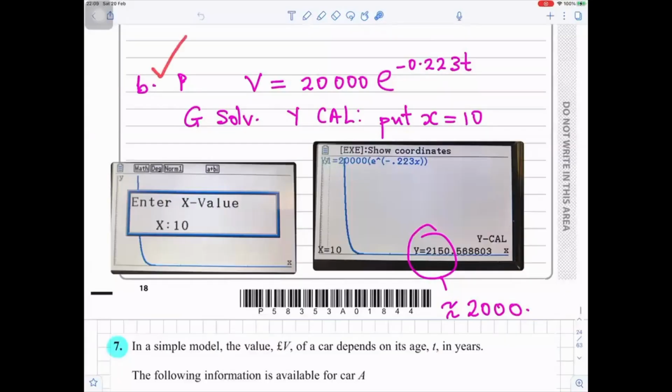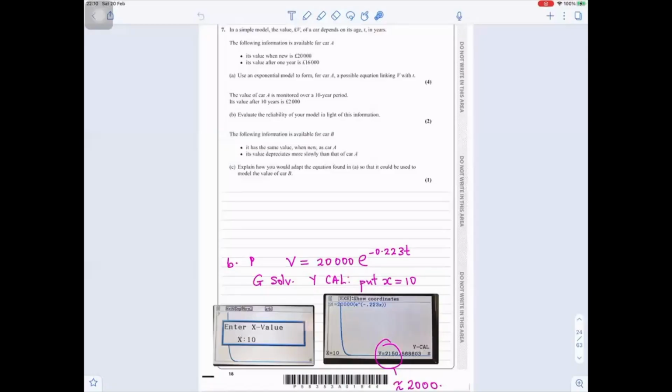And for part B, you can also do it on the calculator. Once you have done your graph on your calculator, you can enter the X value. So you press G-Solve on your calculator and go to Y-Calculate, and you put X is 10. When you put X is 10, it will give you a Y value of 2,150. That's how you can use the calculator to check your answer is correct. So that is question 7.